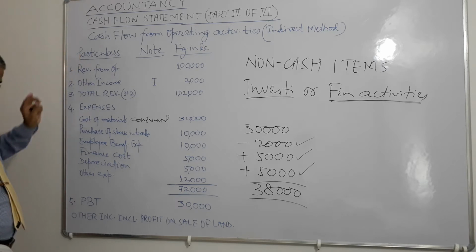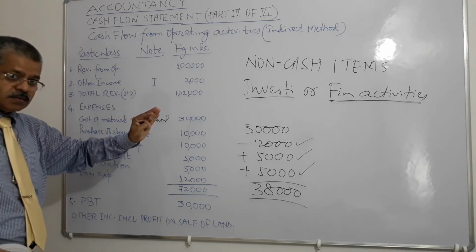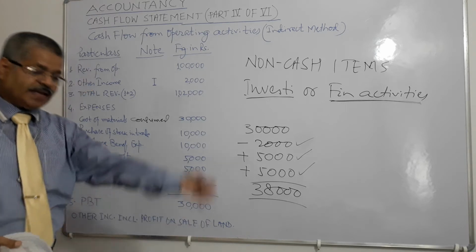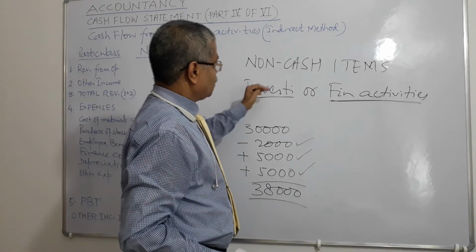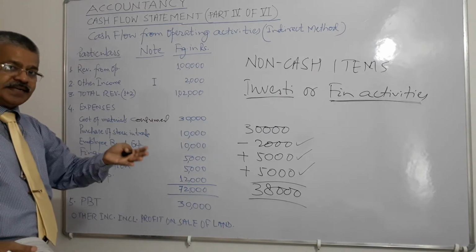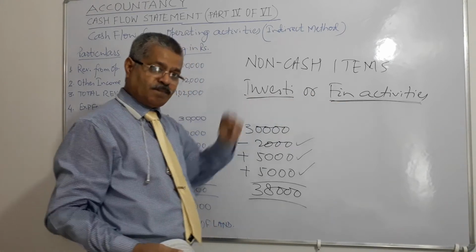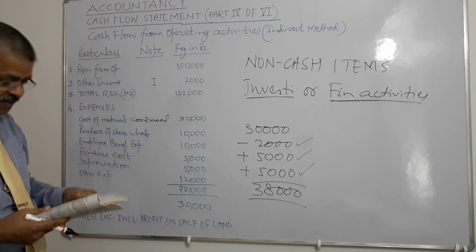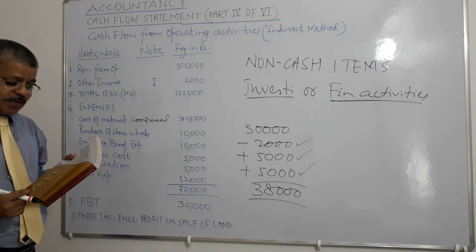Non-cash income will need to be deducted. Non-cash expense will need to be added. Income on account of investing or financing activity or both will need to be deducted. Expense on account of investing or financing activity or both will need to be added back. As simple as that, right? Then we have got an idea how to calculate.